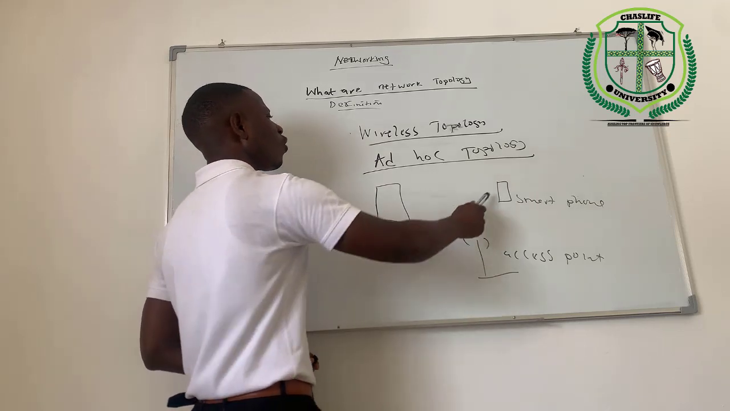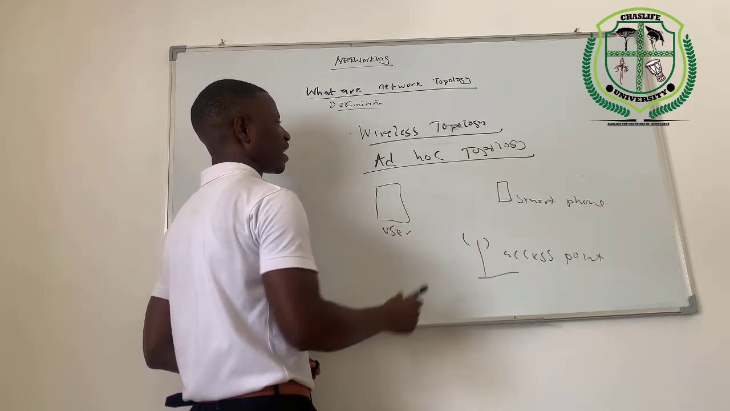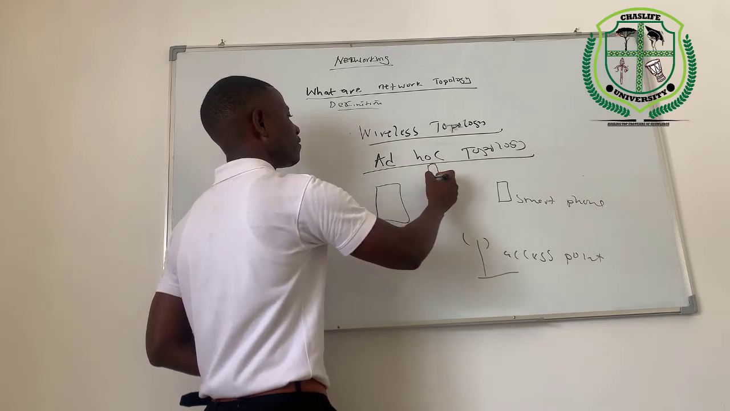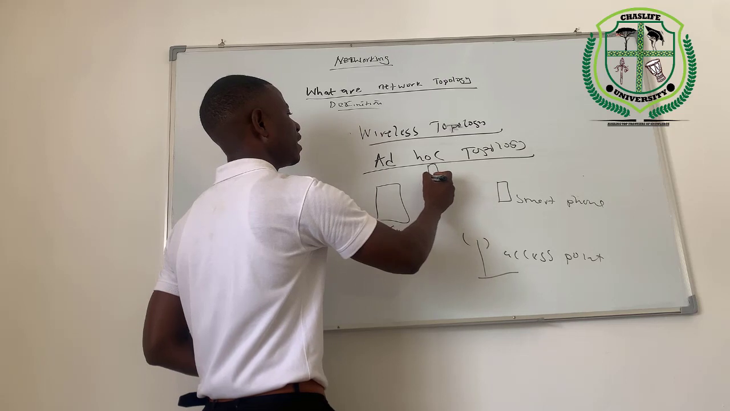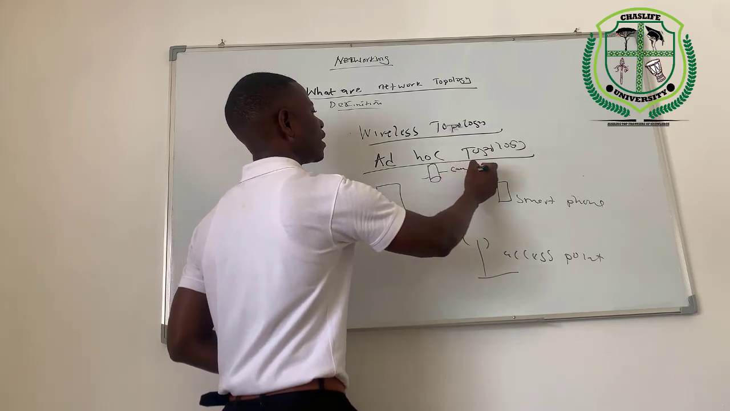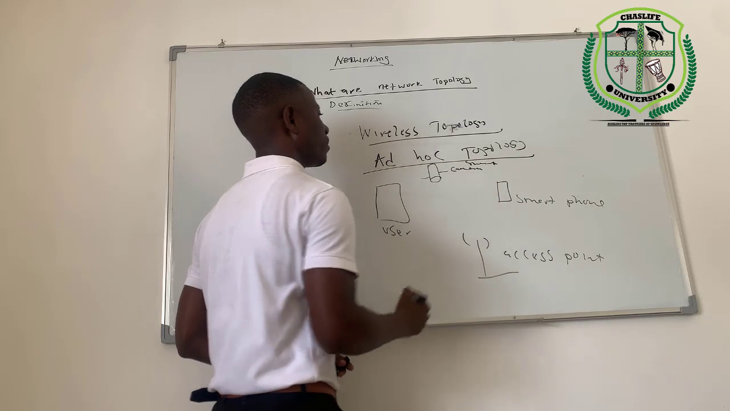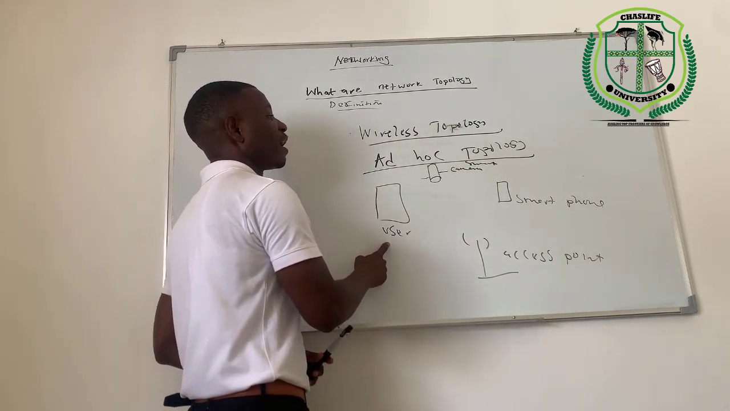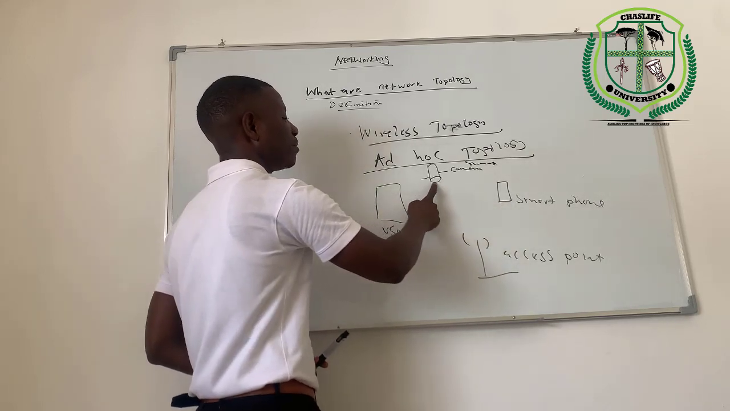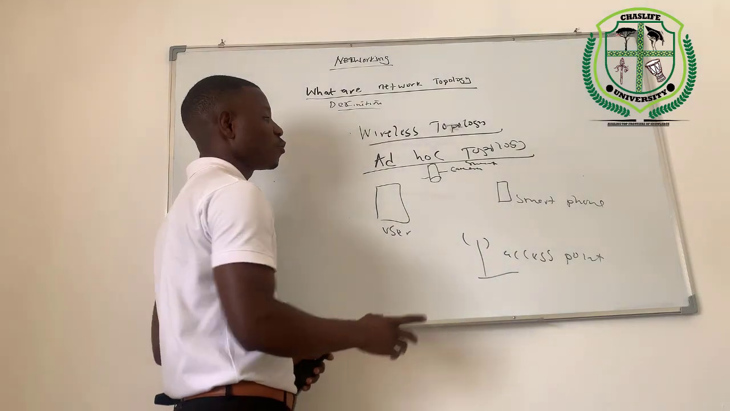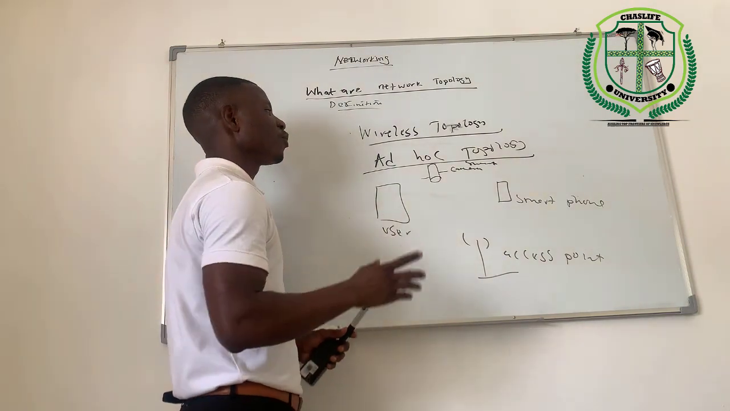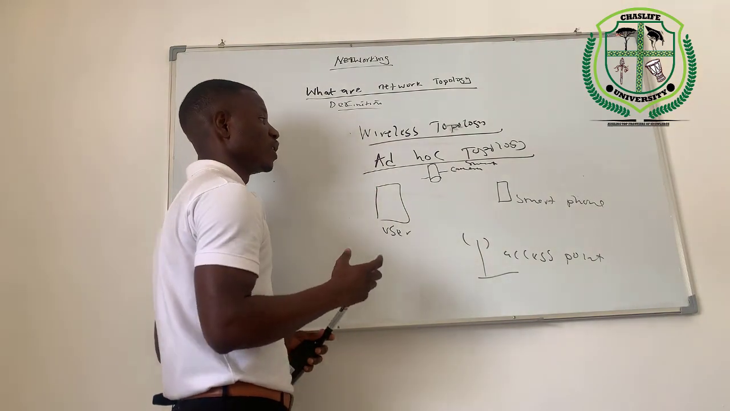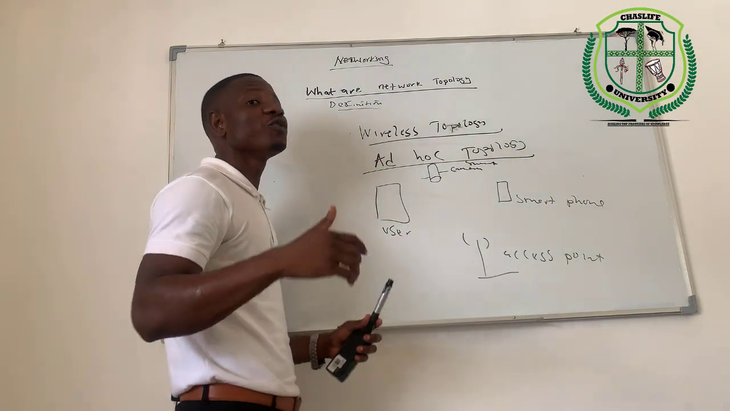So all these smart devices, we can also have a camera here, a smart camera. So what is going to happen is that the user, which is the computer, and the smartphone and the smart camera, will be able to access the network without using physical cables. They will be able to access the network on their own.